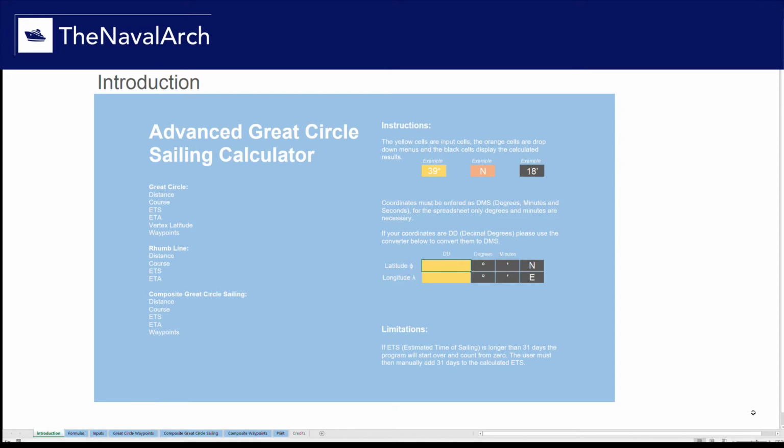The yellow cells are input cells. The orange are drop-down menus and the black display the calculated results. Coordinates must be entered as DMS, degrees, minutes and seconds. For the spreadsheet only degrees and minutes are necessary. Since our coordinates are DD, decimal degrees, we will use the built-in converter to convert them to DMS.